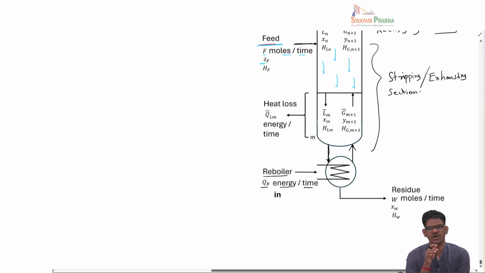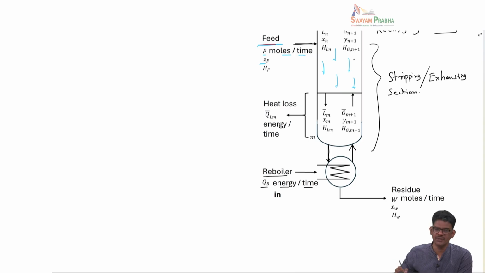So, in the stripping or exhausting section, what is happening is, the liquid that is coming down has both A and B, and we want to remove some amount of A from the liquid to the upcoming vapor. Okay, that is what is called stripping. Stripping is an operation where a solute is transferred from a liquid to a vapor. Okay, so here in the stripping operation, component A, which is more volatile here in this case, is transferred from the liquid phase to the vapor phase.